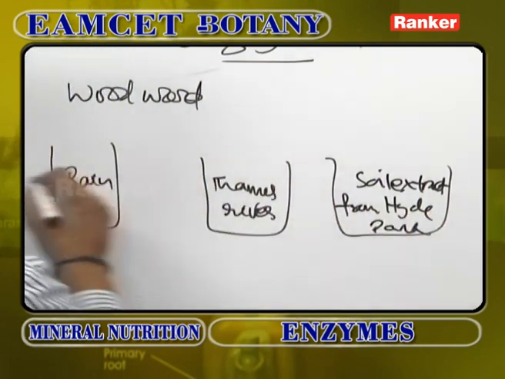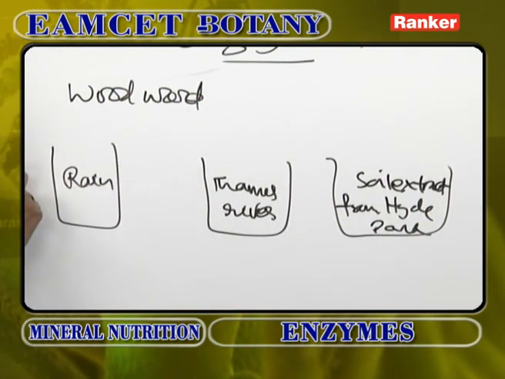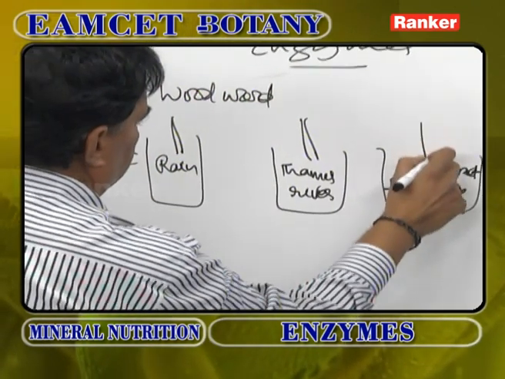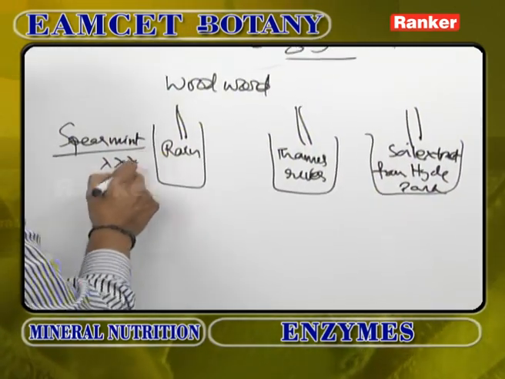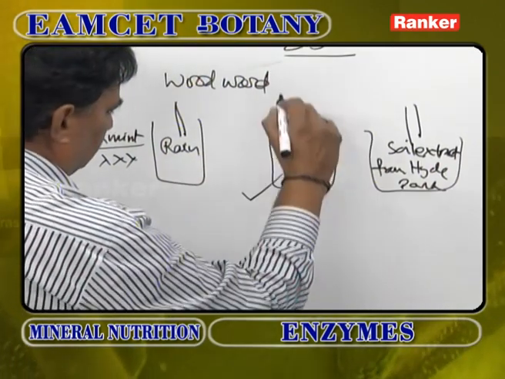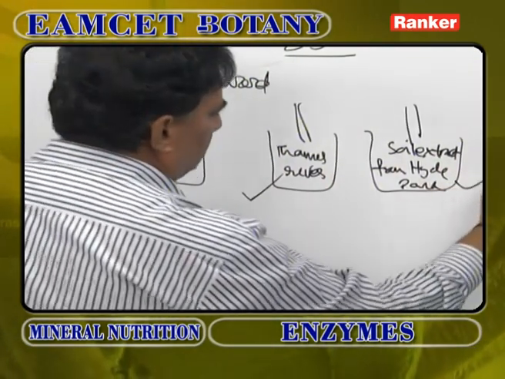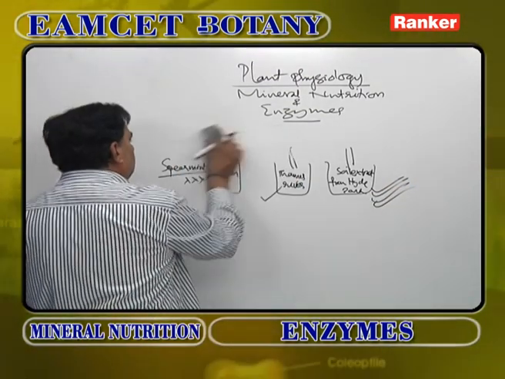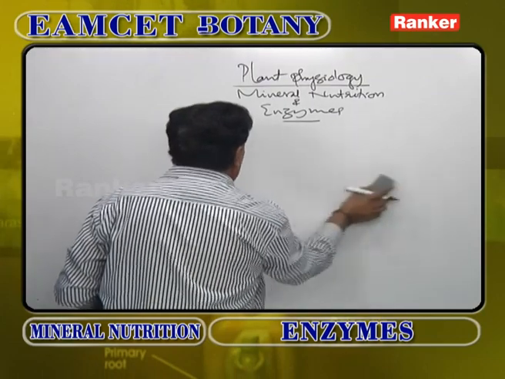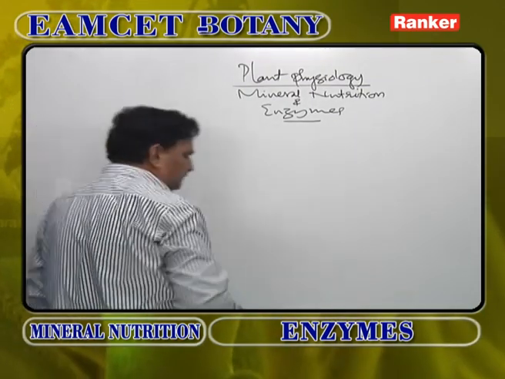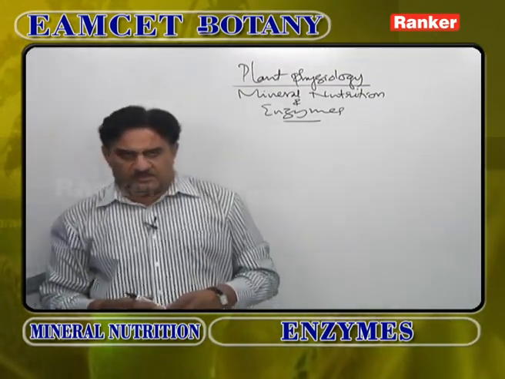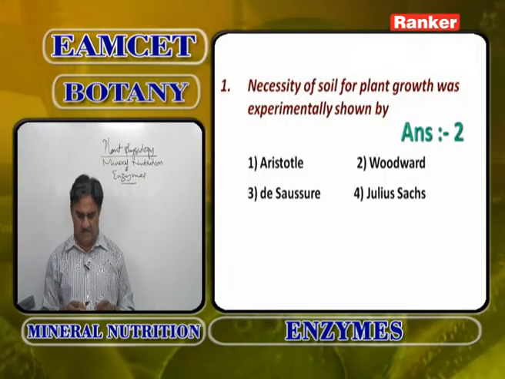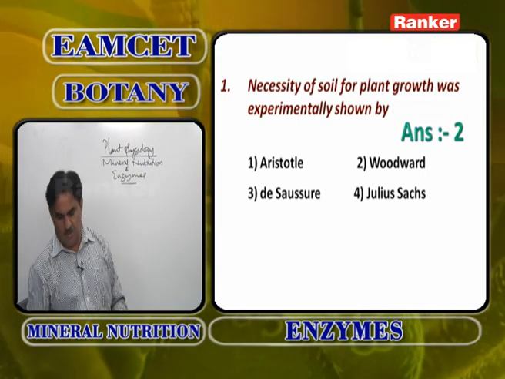He grew spearmint plants in these. Plants did not grow well in rainwater, they grew a little bit well in Thames River water, but they grew excellently in soil extract. With this he proved that soil or soil minerals are very useful in the growth of a plant. That is, the necessity of soil for plant growth was experimentally shown by Woodward.